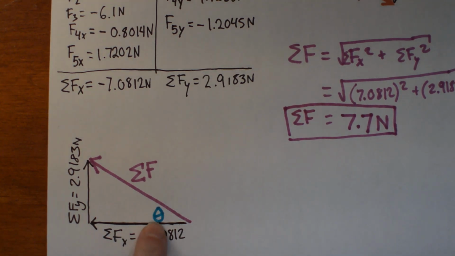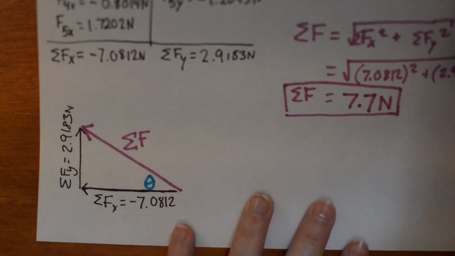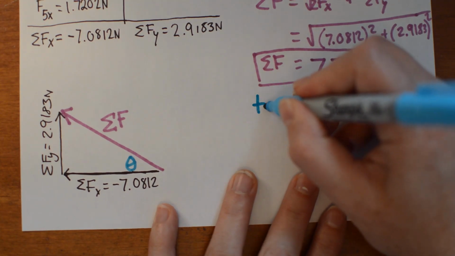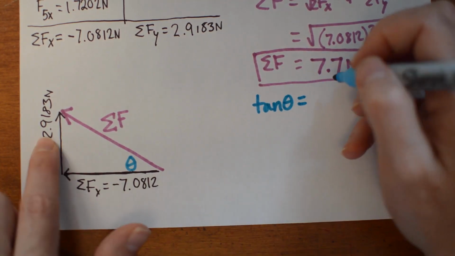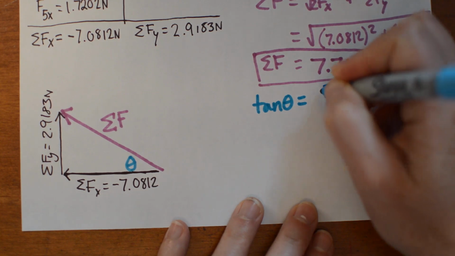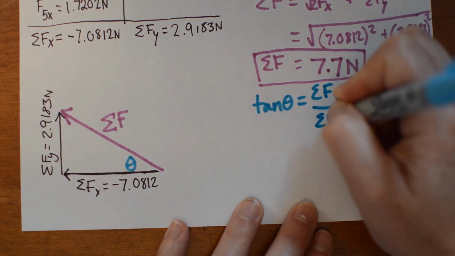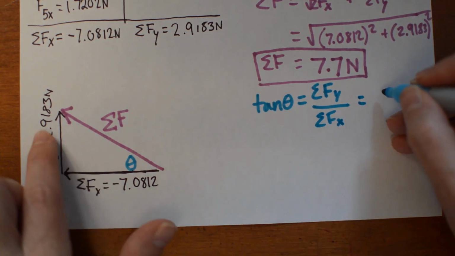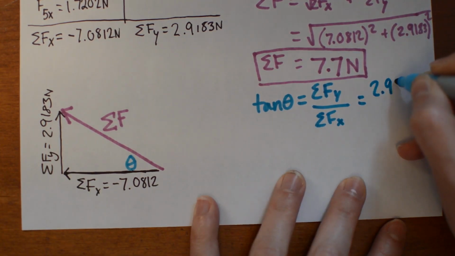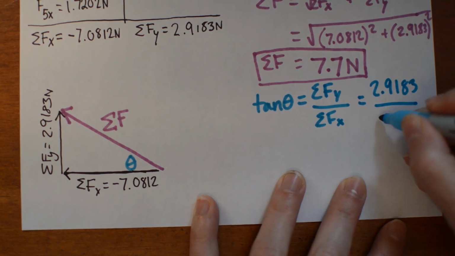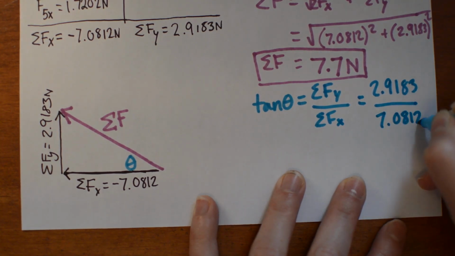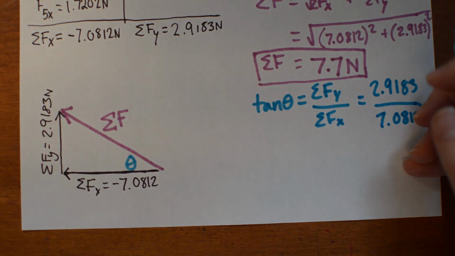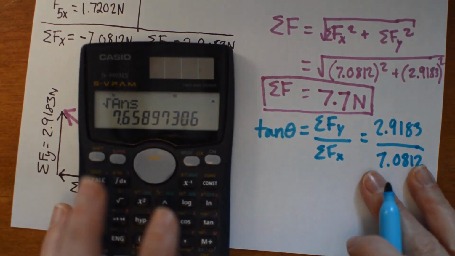I have to say what that angle is. So you can pick whether you want to find this angle or that angle. Doesn't matter. I'll pick this one down here. That's fine. So for that, I'm going to use the TOA. Tan theta is my opposite, so that will be the net force in y over my adjacent, which here is the net force in x. So that's going to be the 2.9183 over the 7.0812, and again, we don't worry about the sign here, so you don't get a weird negative angle.